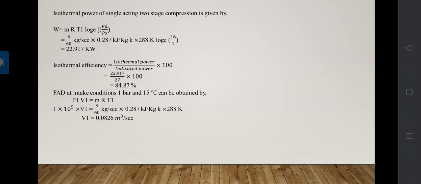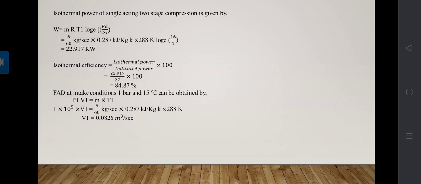So we calculate isothermal efficiency by using the formula isothermal power divided by indicated power into 100. Isothermal power and indicated power we just calculated as 22.917 divided by indicated power 27 into 100. That is, isothermal efficiency is equal to 84.87%.